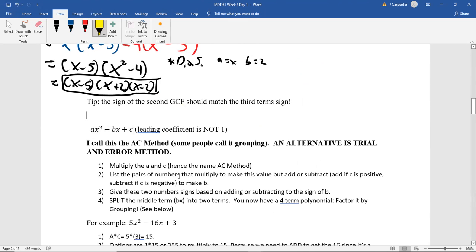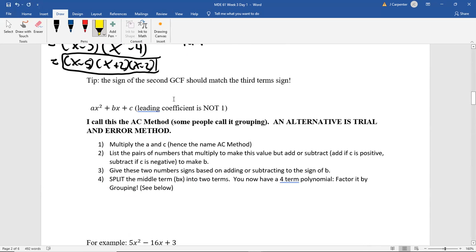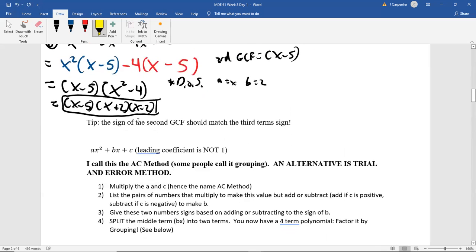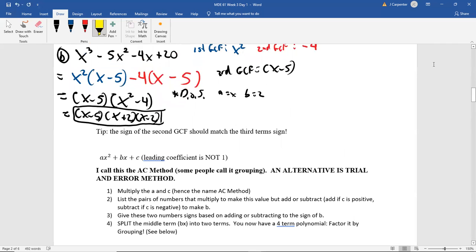All right, time for the big guns. Back to trinomials: 1, 2, 3 terms. But now, instead of the first term just being an x squared, there's this a in front of it, which means there's a number in front of it. So even after taking out any GCFs, it's still a 3x squared or a 5x squared or a 10x squared or a negative 29x squared, whatever. So the leading coefficient is not a 1 now.